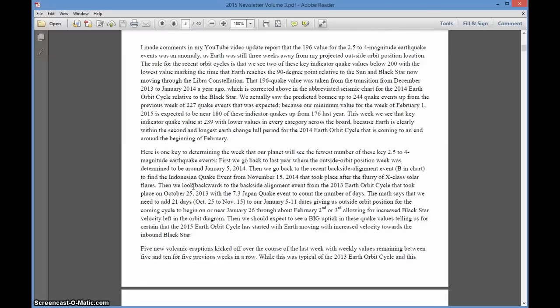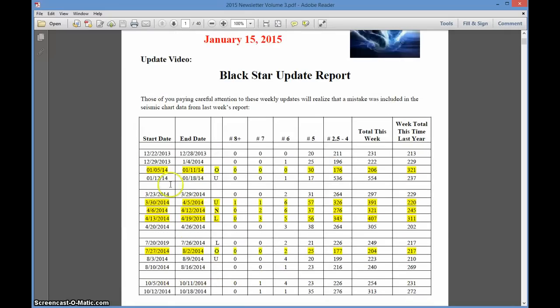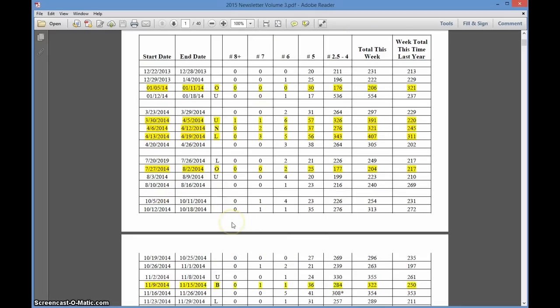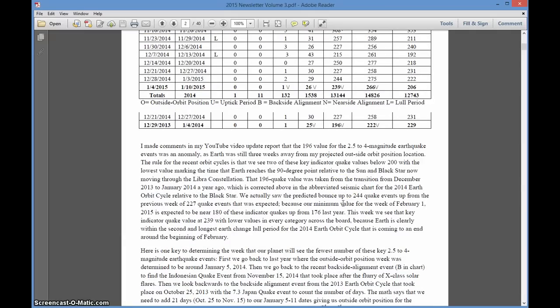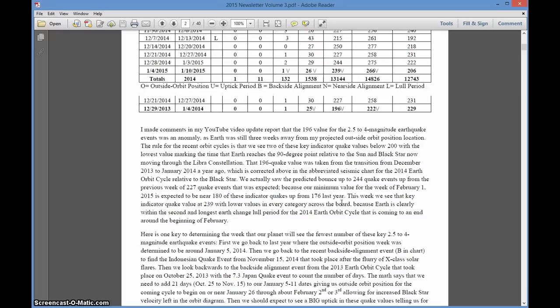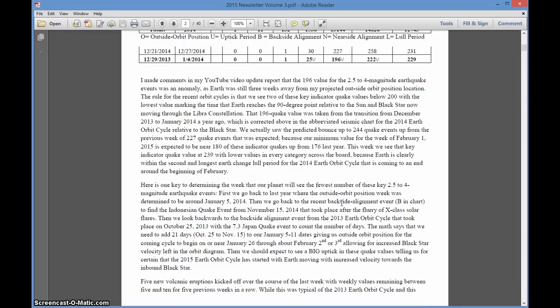Okay, so now we add 21 days to our first week of January right here. So in between these two dates is where outside orbit position was, January 5th to January the 11th. So this time it's going to be between about January the 26th, 27th, around February the 3rd, because we have to add a day or two because of the 3 months that went by. So we have increased velocity, you have to add the 3 days or something like that. So right around the first, about the time when we are coming between the Sun and Jupiter.